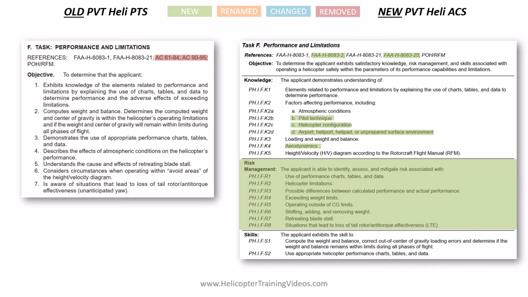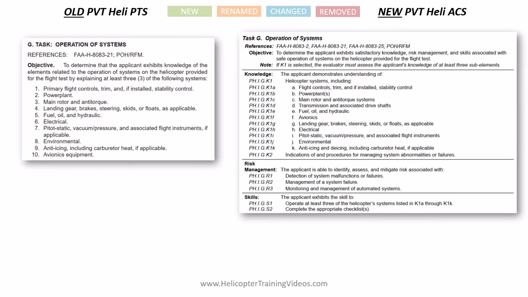In the new risk section, a lot of the areas here are kind of covered in the PTS, but it is also specifically talking about the difference between paper performance and real performance and building in a buffer. Out-of-ground effect, hover power checks, that kind of technique. It also talks about shifting, adding and removing weights. You might get a scenario regarding that. And then for the skills section, it essentially remains unchanged. So here we have Task G, Operations of Systems.